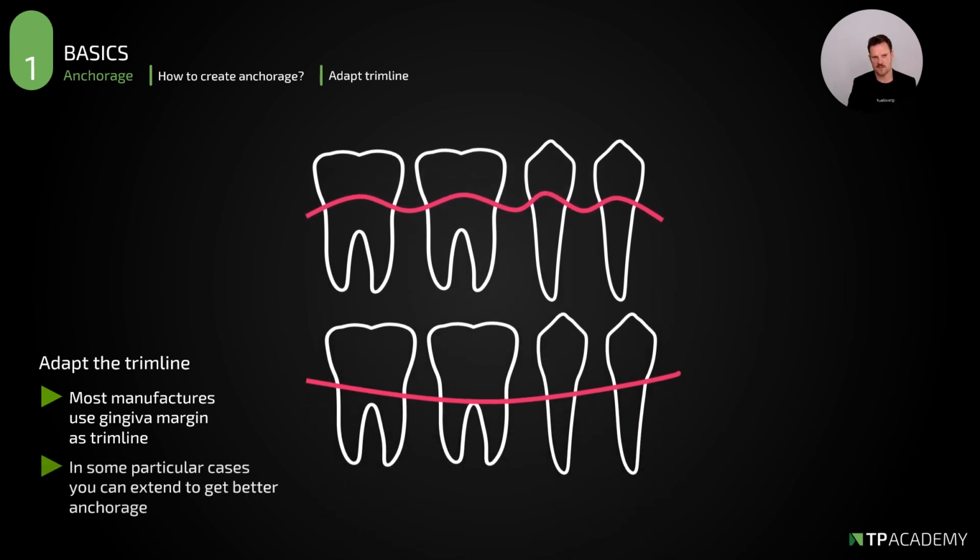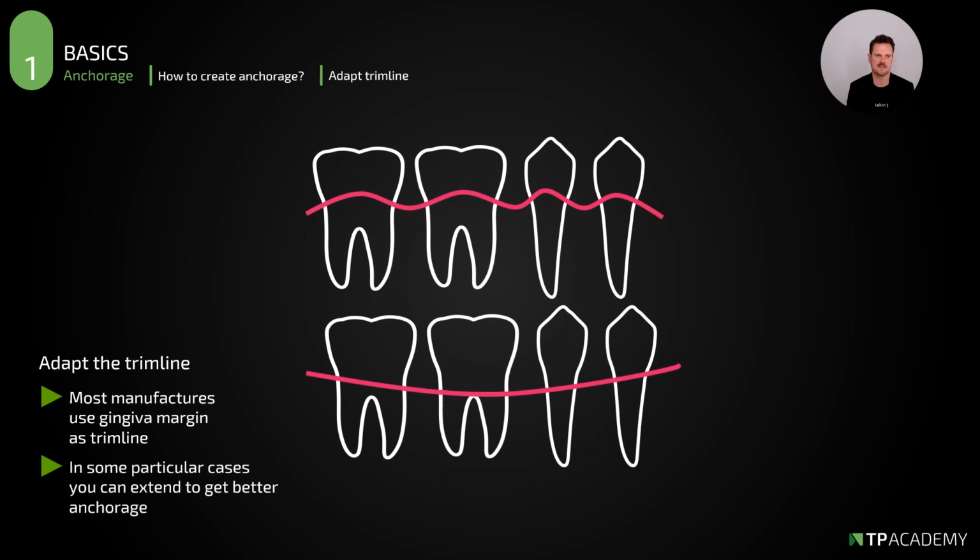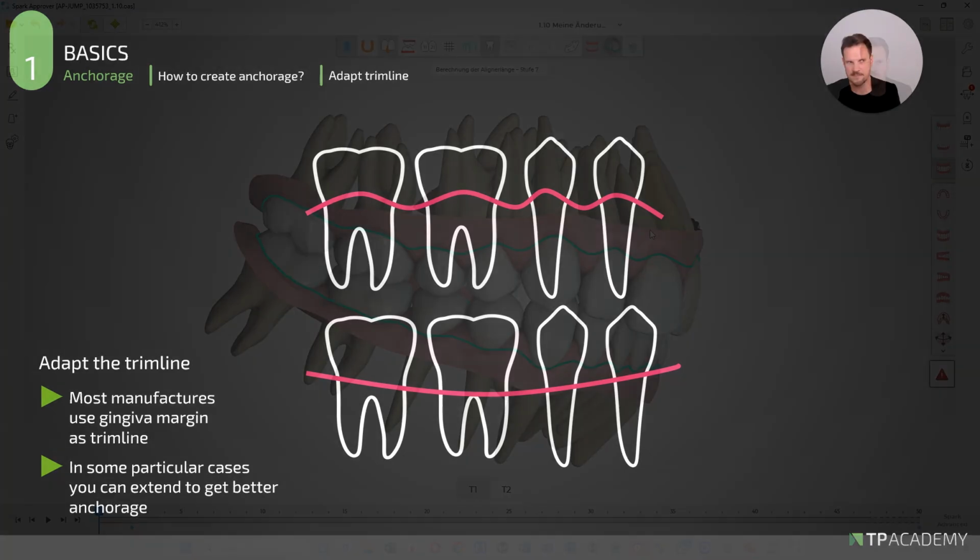It's very interesting. So in some particular cases, you can extend to get better anchorage. So you can change it, you can play with it. And again, in the next modules, I will explain in the software how you can change the trim line and how you can adapt the trim line. Now I will open 3 different cases with different software, just to show you and to explain how you can identify where the trim line is in the digital treatment plan.